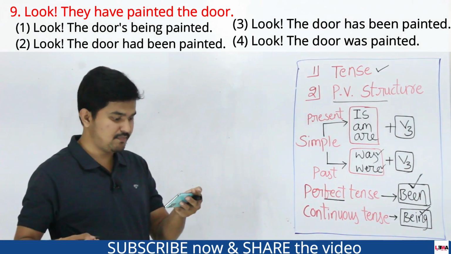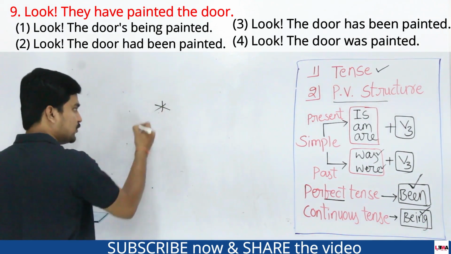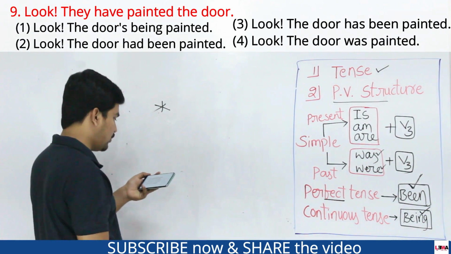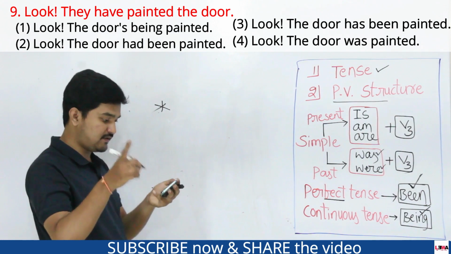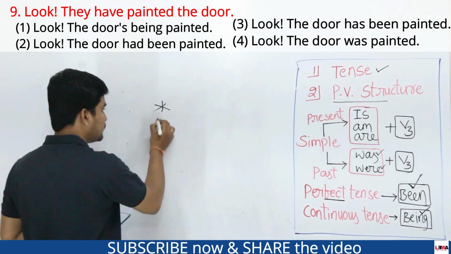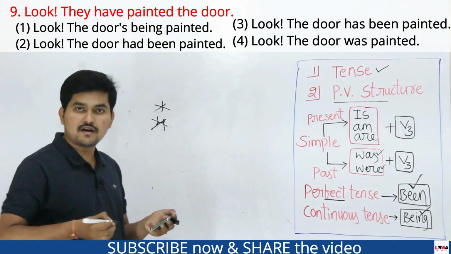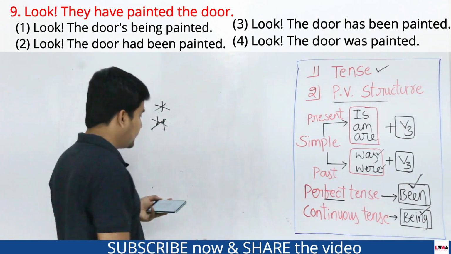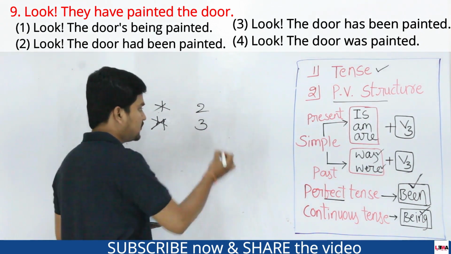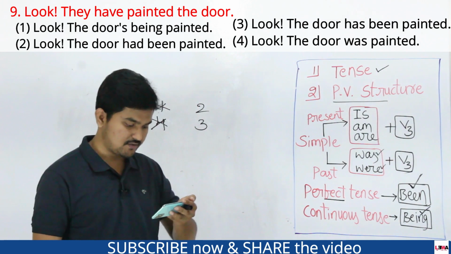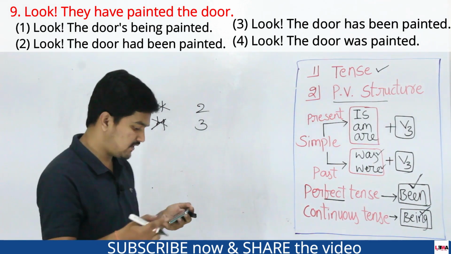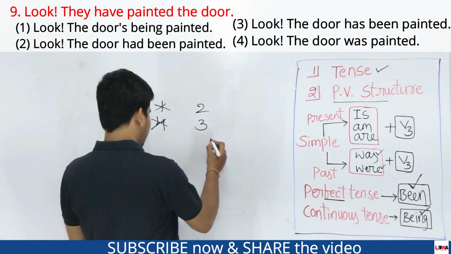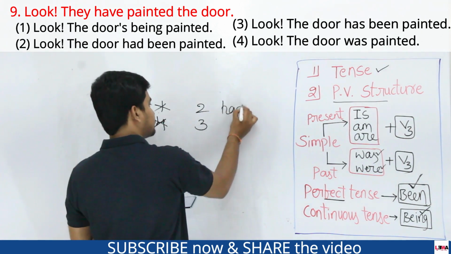ఆప్షన్స్ లో ఫాస్ట్ గా చూడండి, బీన్ ఎన్నిట్లో ఉంది? ఆప్షన్ నెంబర్ 1 లో ఉందా? లేదు, బీయింగ్ ఉంది. రైట్? Option number 2 contains been, option number 3 contains been, option number 4 has no been. So eliminate option number 4. Already మీ దగ్గర సగం ఆన్సర్ ఉన్నట్టే. Now tell me, is option number 2 or option number 3 the answer? Which one is the answer? Have painted is present perfect tense, అంటే మనకు కూడా ప్రెజెంట్ టెన్స్ కావాలి. ఆప్షన్ నెంబర్ 2 లో మీకు కనిపిస్తుంది had been.